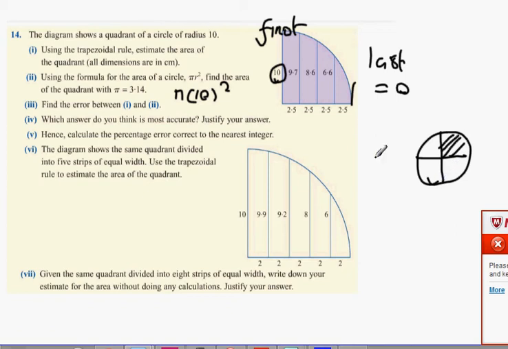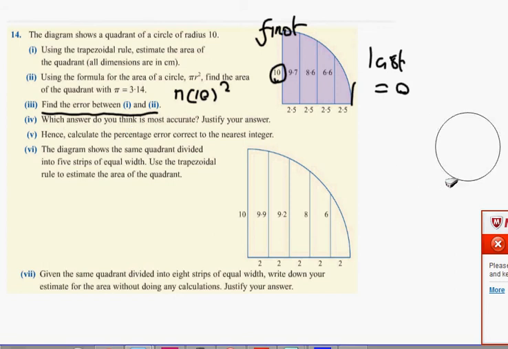We already have the answer from part 1, yeah? But you're going to compare the answer of part 1 to the area of part 2. So that's what the third question says. Find the area between 1 and 2. Basically, answer of 1 minus answer of 2. Perfect. Hence, calculate the percentage error correct to the nearest integer.